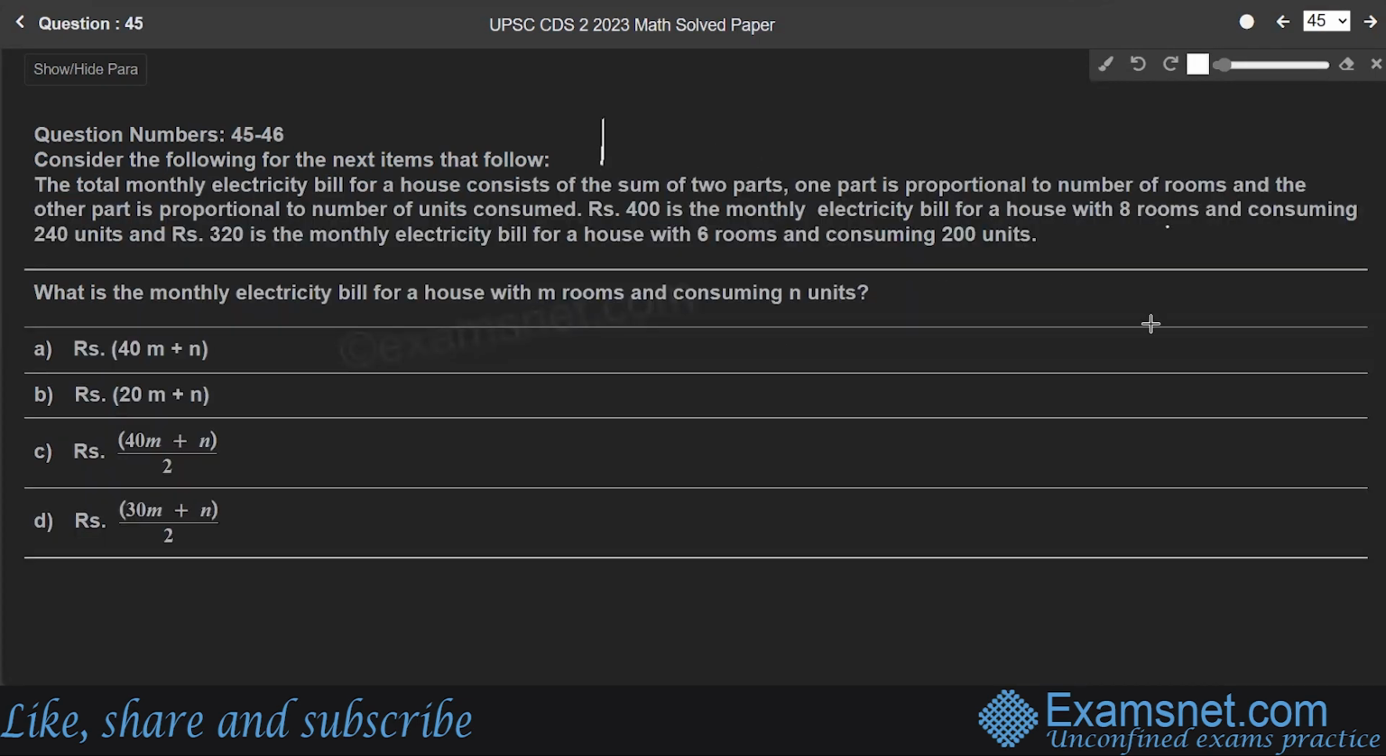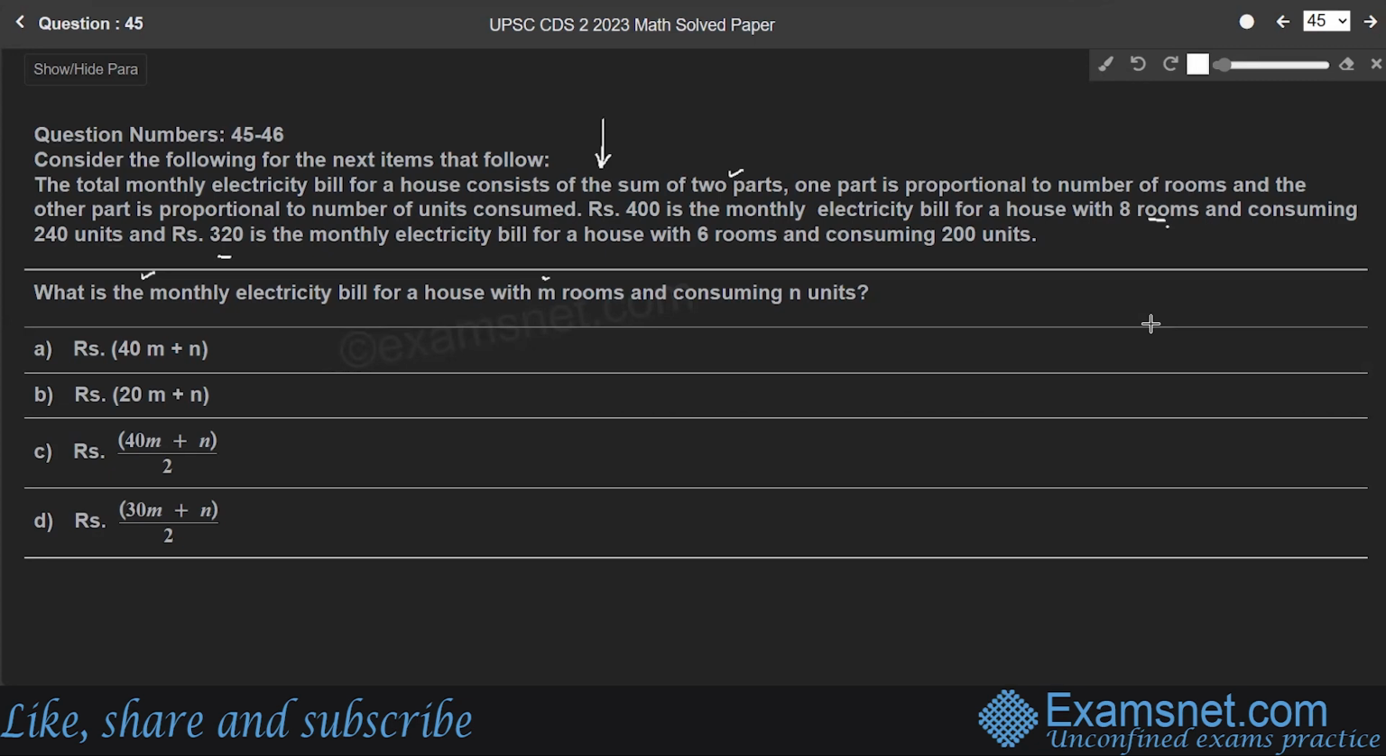Questions 45 and 46 are based on the below information. The total monthly electricity bill for a house consists of the sum of two parts. One part is proportional to number of rooms and the other part is proportional to number of units consumed. 400 rupees is monthly electricity bill for a house with 8 rooms and consuming 240 units. And 320 rupees is monthly electricity bill for a house with 6 rooms and consuming 200 units. Here the question is, what is the monthly electricity bill for a house with m rooms and consuming n units?